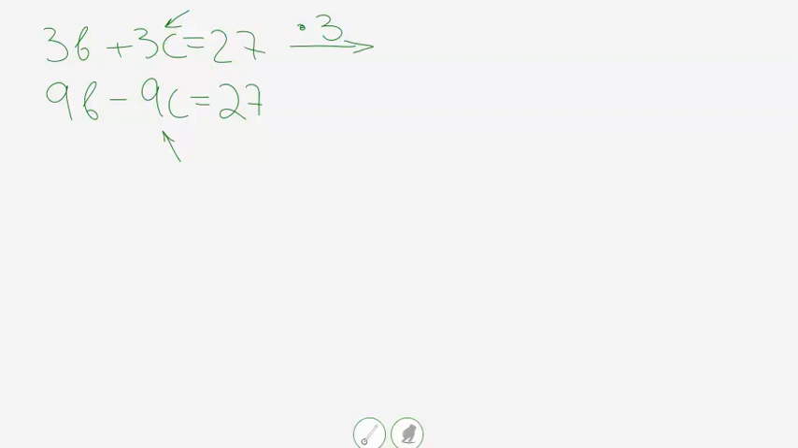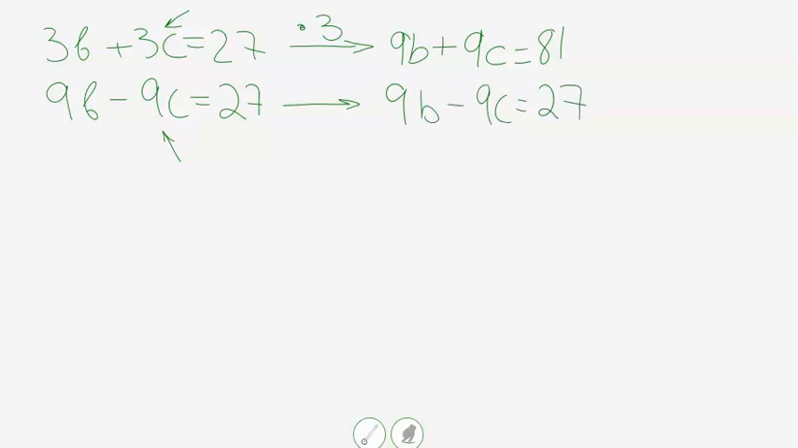Okay, Tai, so what do we get when we multiply the first equation by 3? We get 9b plus 9c equals 81. The second equation we just rewrite. Okay, great. And now we can add them. That's why the method is called addition or elimination, because we eliminate one variable by addition. Okay, so what do we get?